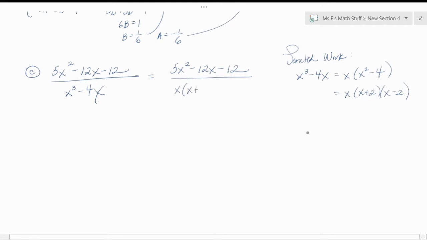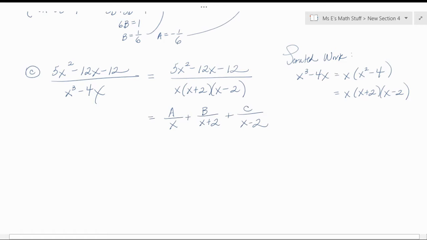So here is the complete factorization of the denominator. Now let's set up the form. So we're going to have a constant over the first linear factor plus a second constant over your second linear factor, and then a third constant over your last linear factor.